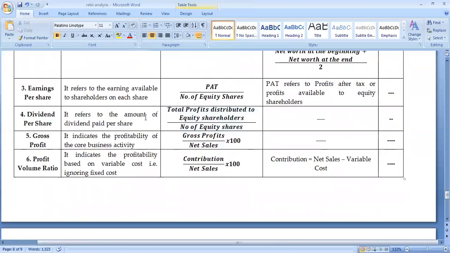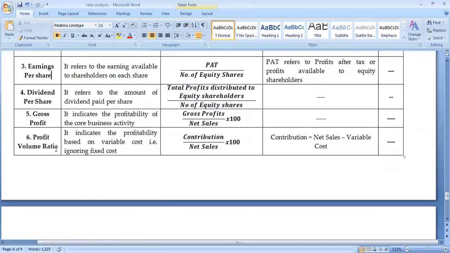Dividend per share refers to the amount of dividend paid per share. So out of the per share value, what is the dividend that is paid by the company will be calculated here. That is, total profit distributed to equity shareholders will be compared with the number of equity shares. Gross profit. So gross profit will be compared with the sales, which will be multiplied by 100.